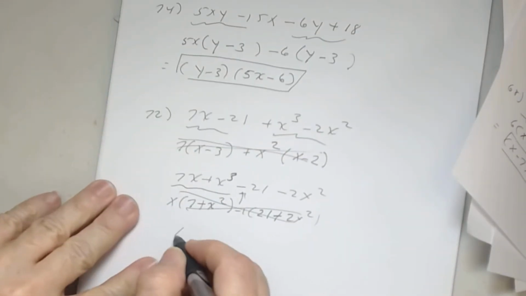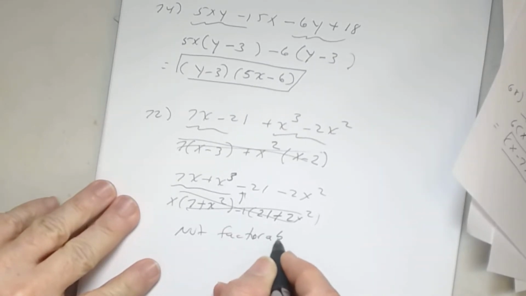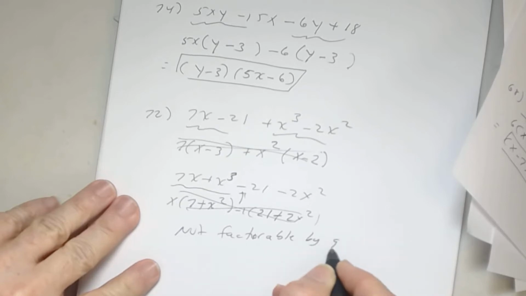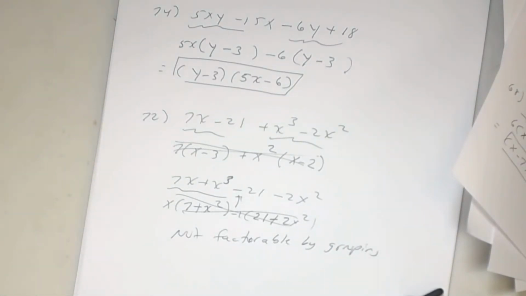Nothing will work. So then you would say, and we hadn't talked about the word prime yet, the direction says if it's not possible, write not factorable by grouping. So you would say what? Not factorable by grouping. Okay? Not factorable by grouping.